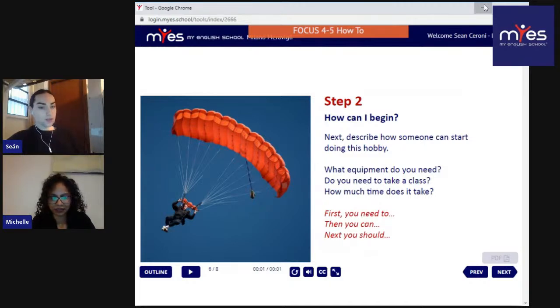What equipment do you need? Do you need to take a class? How much time does it take? So we have some adverbs of sequencing, instructions explaining something. So first, number one thing, you need to, then you can, then after, next you should. So, talking about the process, what's important to do first, what comes after that. These are the words we use.